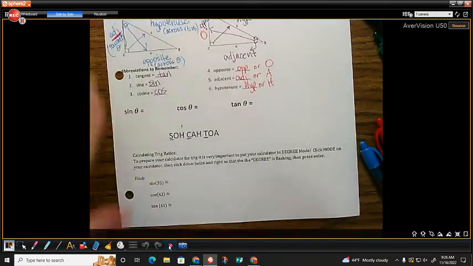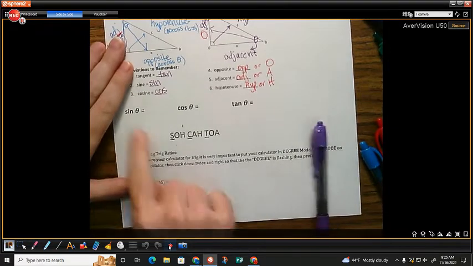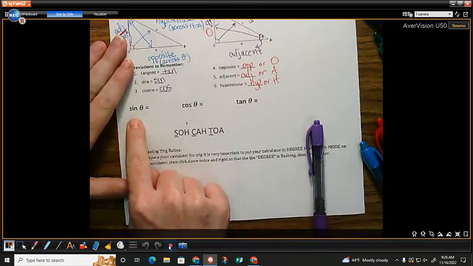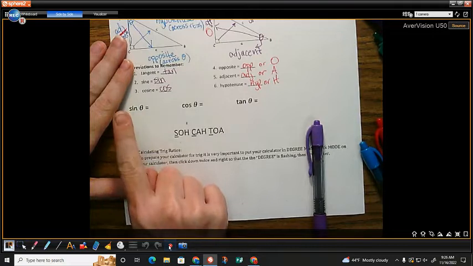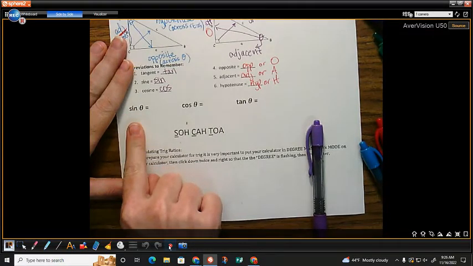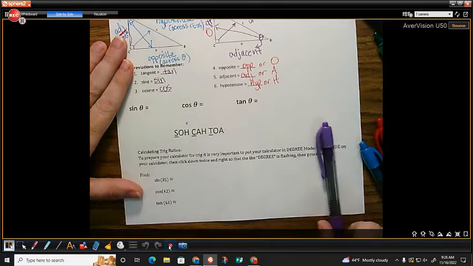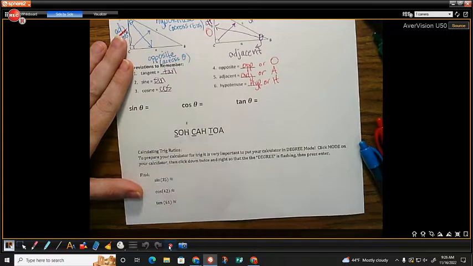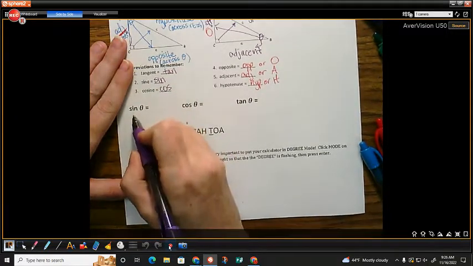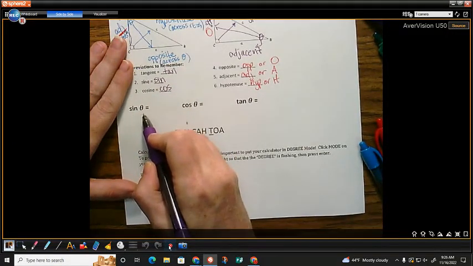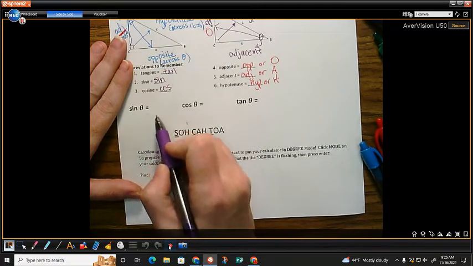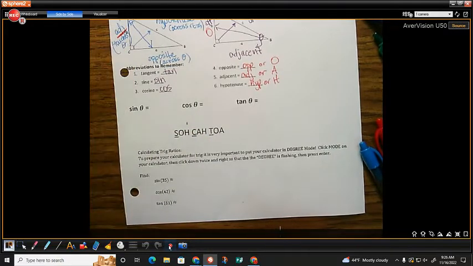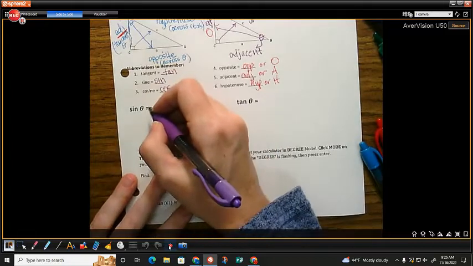So, candy to the person who can read this out loud properly. What does this say? Sine theta equals. Sine theta equals. What is theta? It's an angle, so the sine of some angle equals. Do you know what sine does? No, but that's how you read it. Let me tell you what it is.